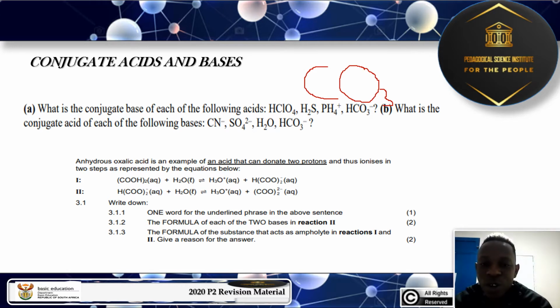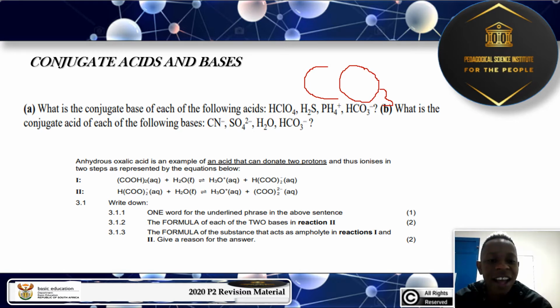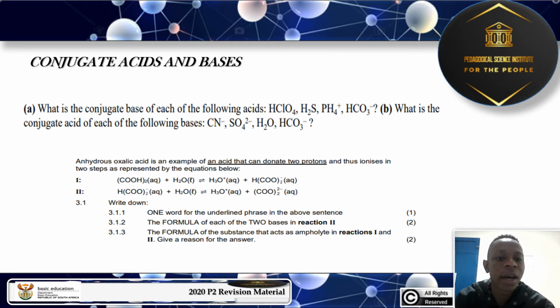We are not going to have minus again because that minus is already gone, because it was an anion. Now it's neutral. If we're going to go further, we're going to have a cation. So that's how we get our conjugate base. So I think it's very simple.